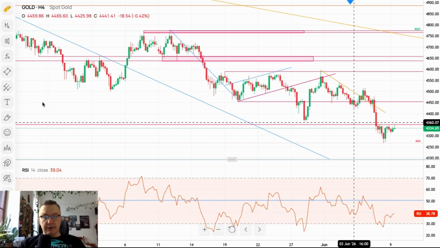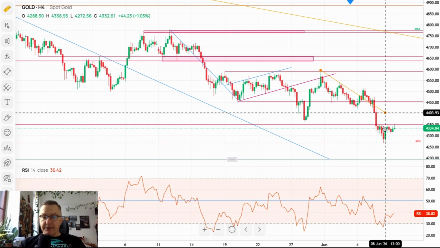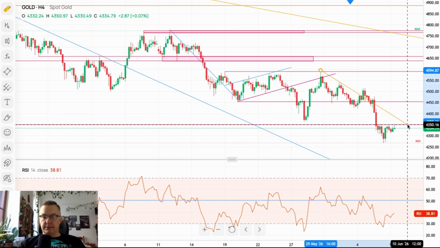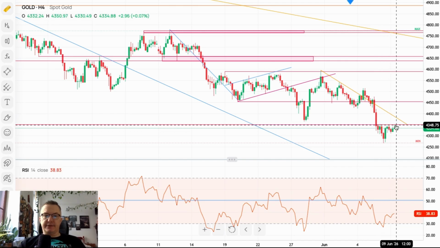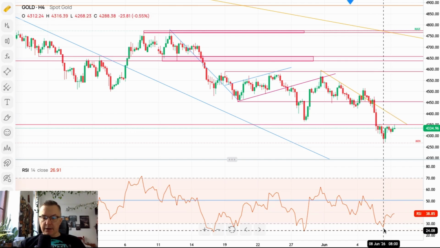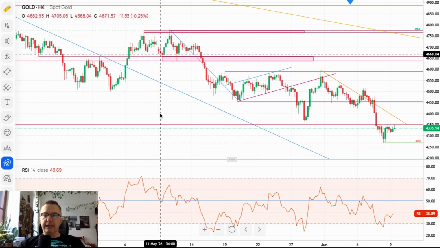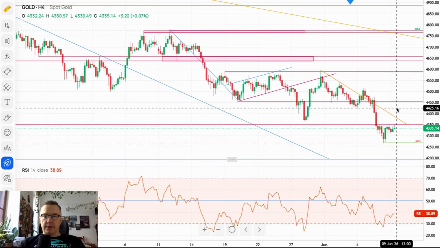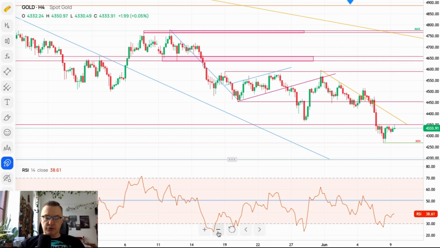Gold market, well, a local low at 4,268 after the failure to break above the orange trend line. We are testing this technical resistance here, 4,350, but for now the bounce from the extremely oversold conditions didn't actually work very well. We just need to move way higher, and seems to travel towards the level of 4,454 if bulls want to regain control over the market.